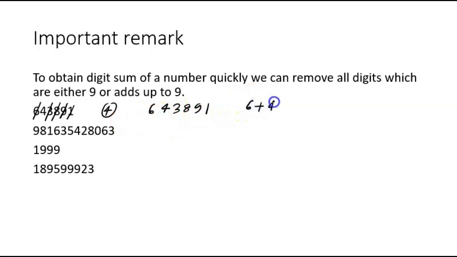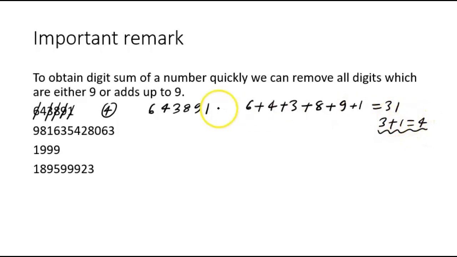You add 6 plus 4 is 10, 10 plus 3 is 13, 13 plus 8 is 21, 21 plus 9 is 30, 30 plus 1 is 31. So what we are getting is 31 here, and then 3 plus 1 is equal to 4. But we are not doing this process here. We have learned the new process that we are going to cancel 9 and all those numbers which are adding up to 9. Like 9 is already there, so I cancelled it. 8 and 1 is also 9, so I cancelled that. 6 and 3 also adds up to 9, so I cancel. So in the end I just get 4.